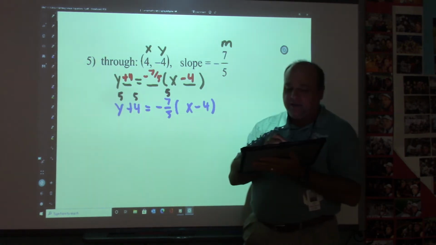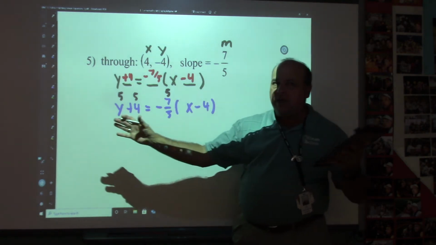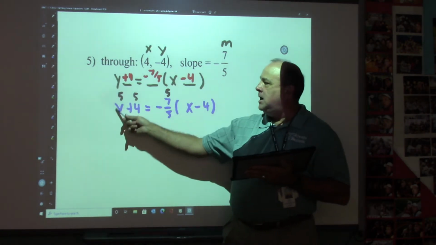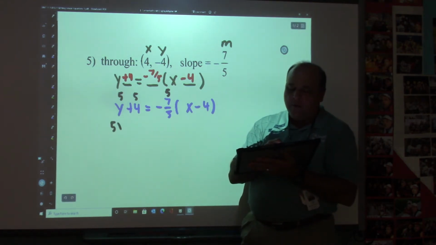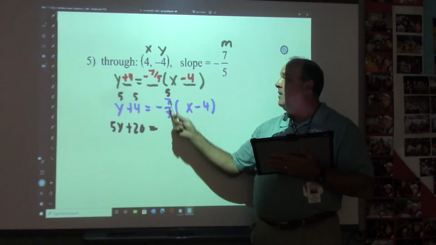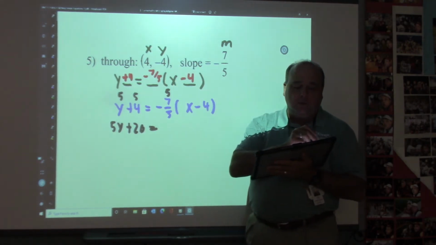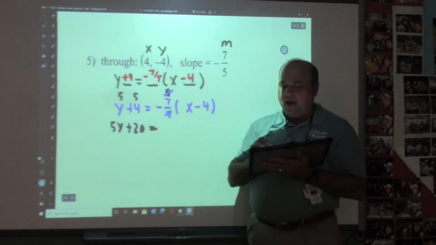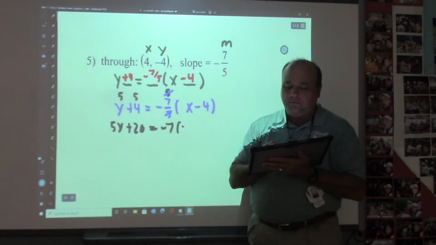Now then, let's go left to right. 5 times y is 5y. This is the first time y'all have ever done this. Don't freak out. So 5 times y is 5y plus 20 equals, what happens to the 5's here? Excellent. 5 divided by 5 is 1. So these 5's would cancel out. Now then, I'm left with negative 7.